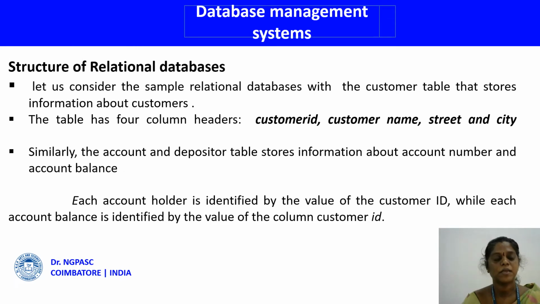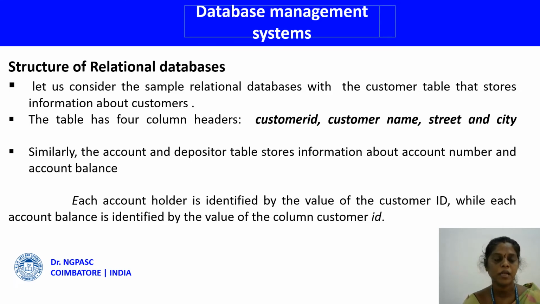Next we discuss the structure of relational databases. Previously we discussed the relational model concepts and terms. Here let us consider a sample relational database with a table that stores information about customers. The table will have four column headers, that is customer ID, customer name, street and city. These are the four column headers.